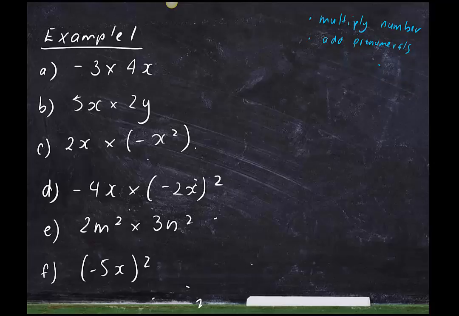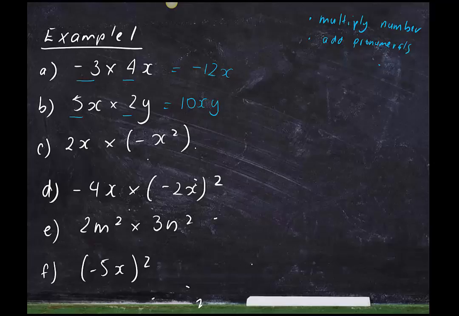So the first one, minus 3 times 4x. So we're going to times the minus 3 and the 4 together to get a negative 12. Now, if you need to use the calculator, then do so by all means, or you can do it in your head and check with the calculator. We then simply put the x on the end. Okay, B, 5x times 2y. We times the 5 and the 2 together to get 10, and we put the x and the y on the end.